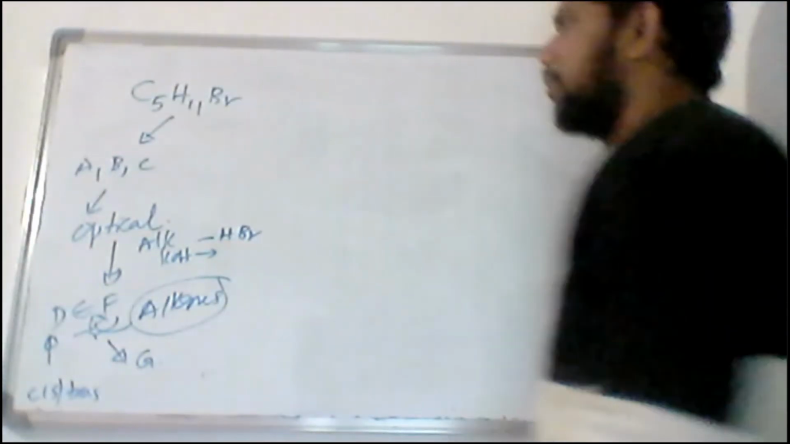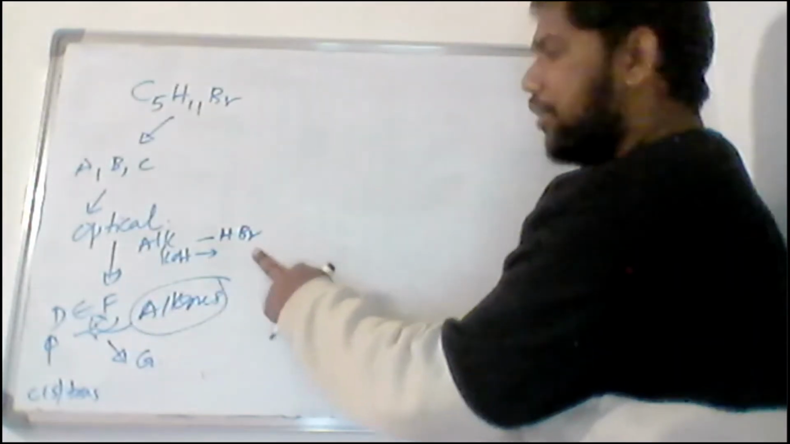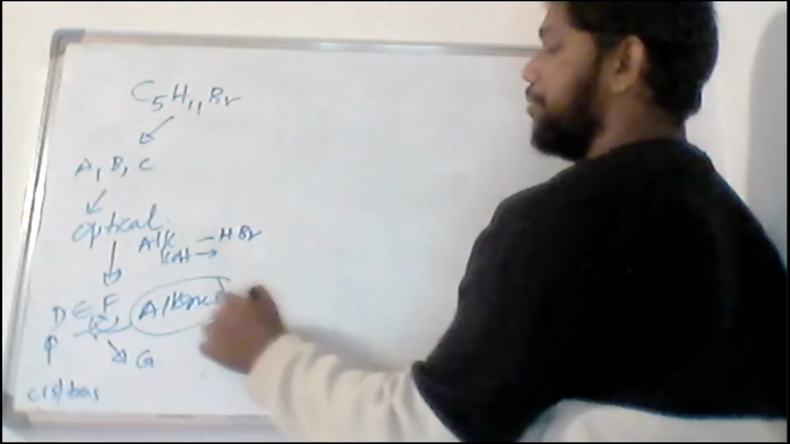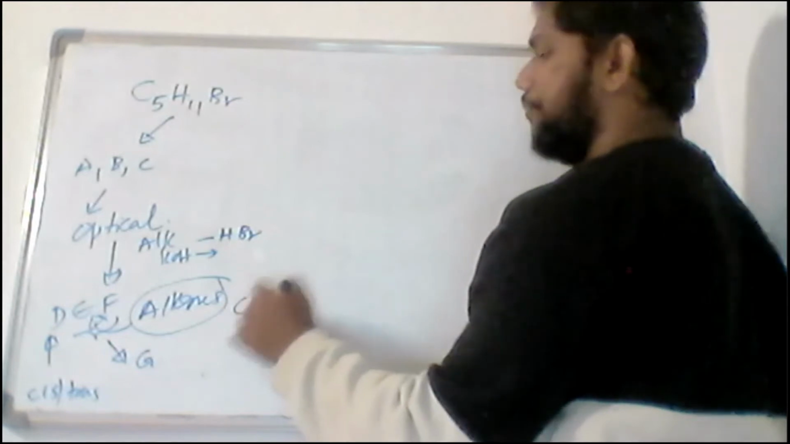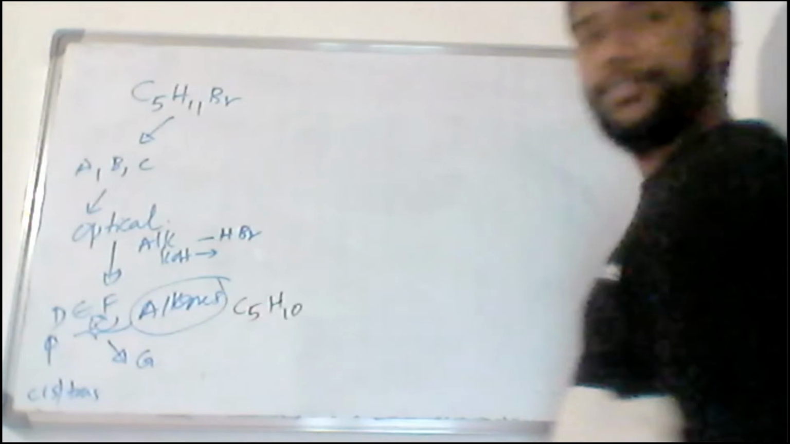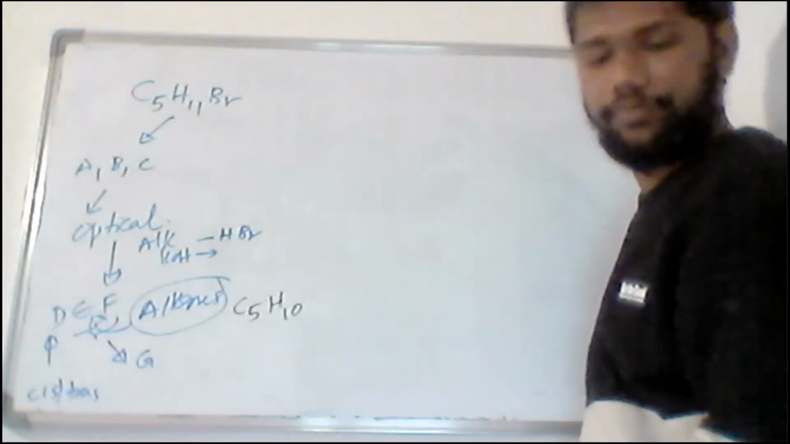When HBr is eliminated, it forms alkenes. So typically you need to understand that when you remove HBr from here, C5H10 should be formed. So this is the alkene that should form.